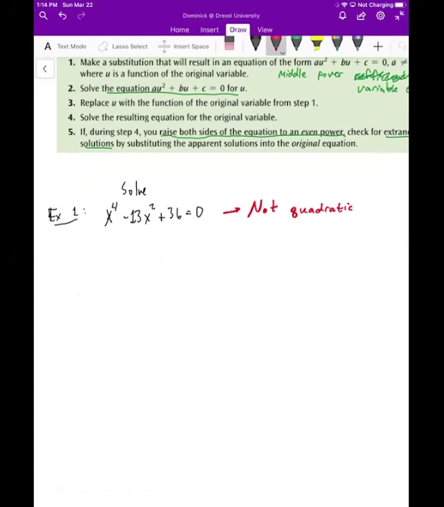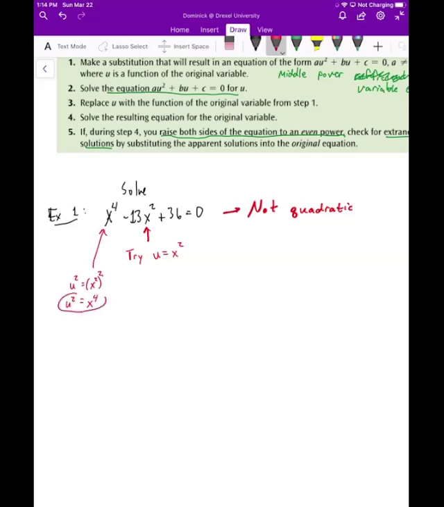But we see that we have our middle term here as x squared. So one thing that we might try is u is equal to x squared. Well, if u is equal to x squared, how could I represent x to the fourth in terms of u? Well, of course, if I square u, that's what we want to happen. And if we square u, that's x squared squared, which is x to the fourth.